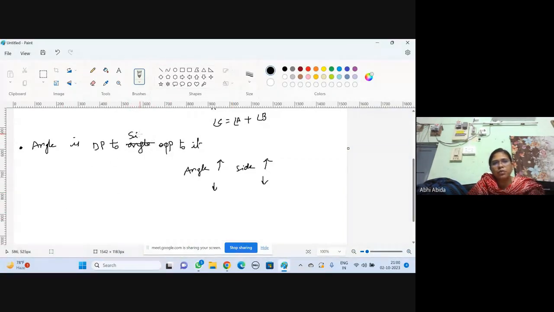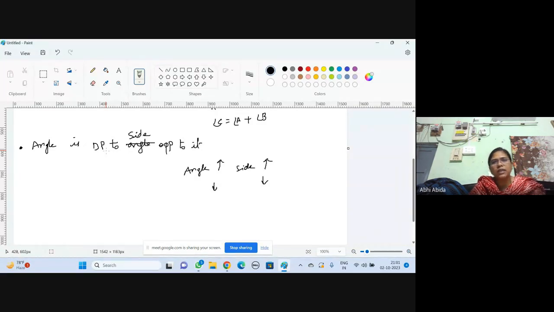So this is the next property, that is angle is directly proportionate to the side opposite to it. Directly proportionate in the sense, if one variable is increasing, another variable also increases. If one variable is decreasing, another variable also decreases. So as of now here, angle and sides are being compared. If angle is increased, then side also increases.